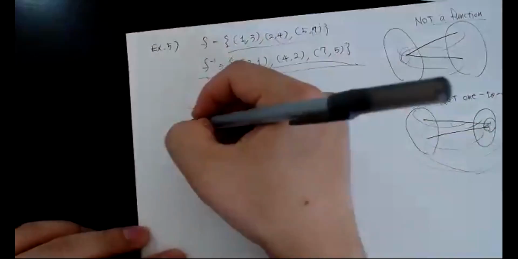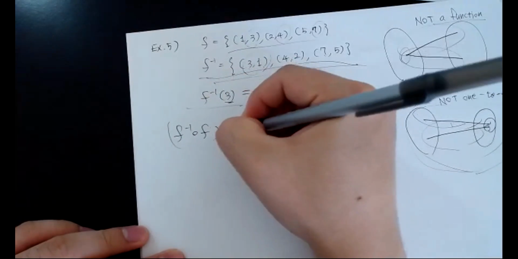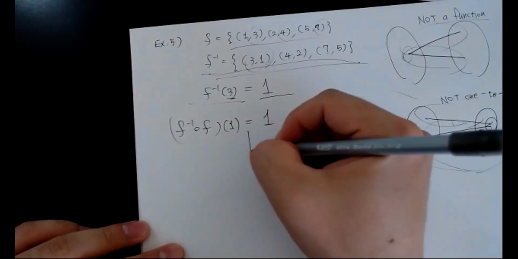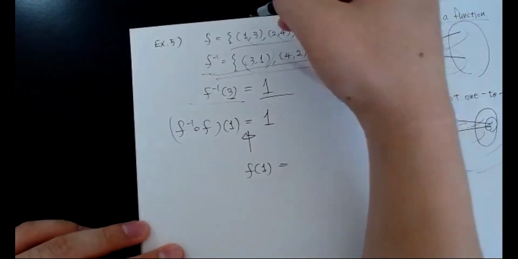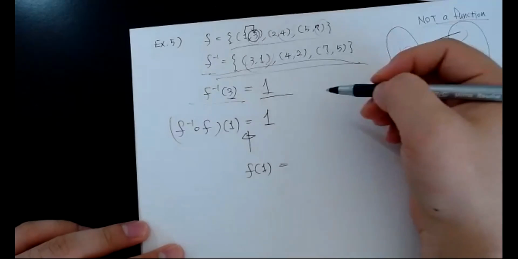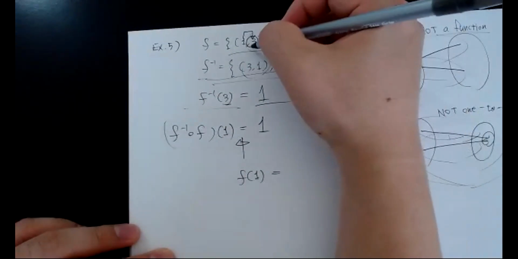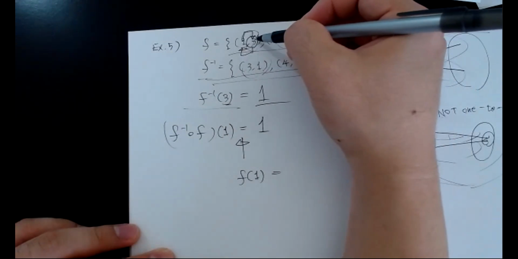So in the next one, what about the composition of f inverse after f of 1? This is a really easy problem. The answer is 1. How come? Because f of 1 is what? 3, right? f of 1 is 3. And the f inverse of 3 is what? 1. It's kind of back and forth, right?